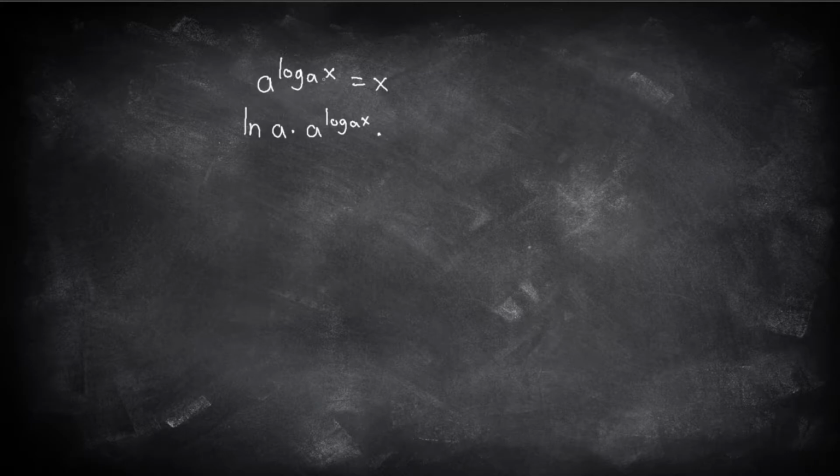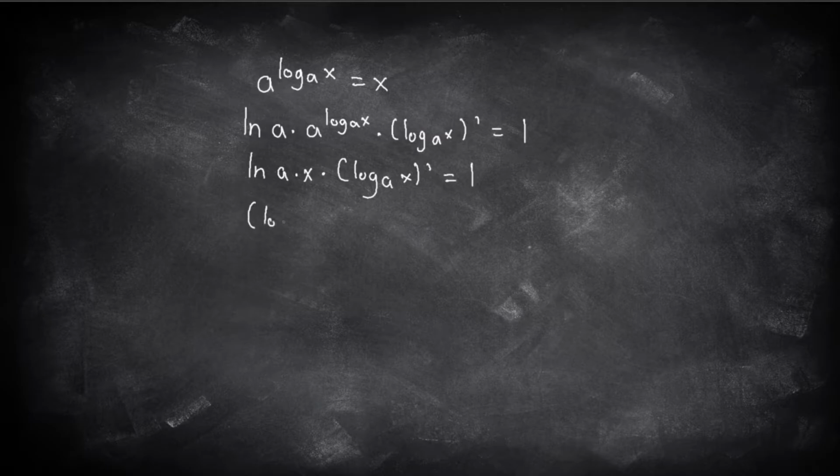So the derivative of log a of x, and then the derivative of the right side for x is just 1. So this thing already simplifies to x as stated above. So natural log of a times x times the derivative of log a of x is equal to 1. So that means the derivative of log a of x is equal to 1 divided by x times natural log of a.